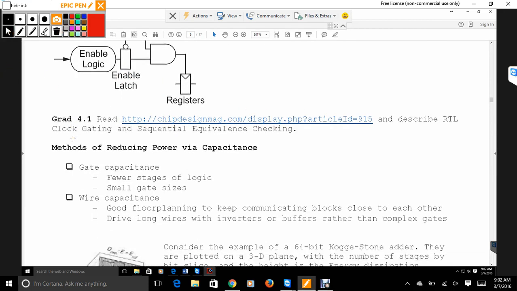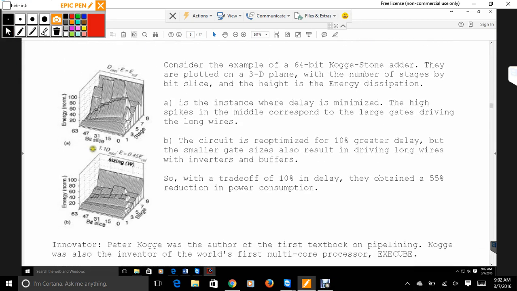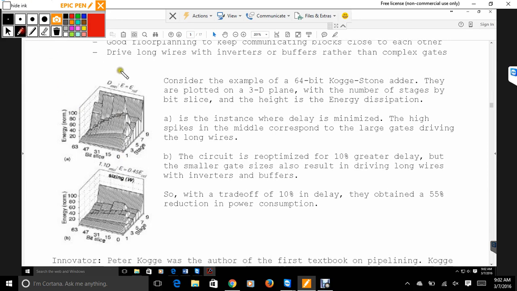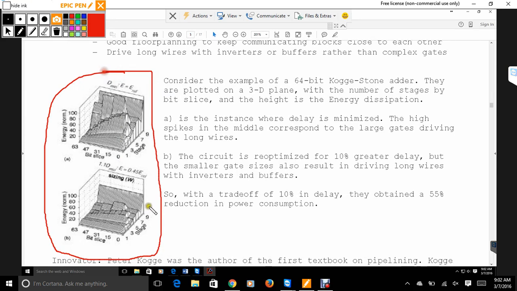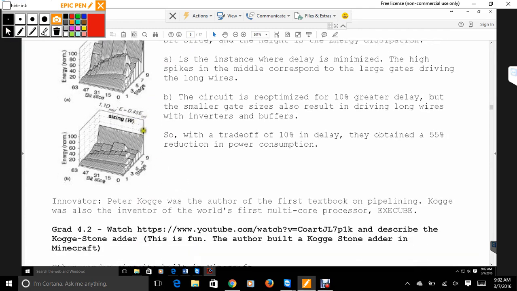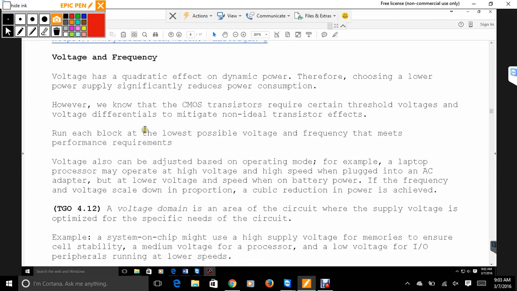So then I showed a couple things about RTL clock gating and sequential equivalence clock gating at the graduate level. We had a Kogge-Stone adder here, where we showed how clock gating was used to minimize power consumption. You can see the difference. And then people made a lot of crazy computers in Minecraft.